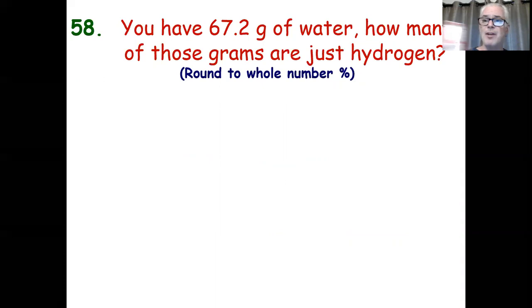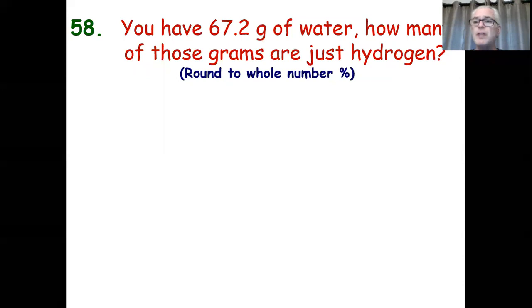67.2 grams of water. I'm going to drink that much right now. It's not that much. 18 grams is a mole. Now, in this question, it says you have 67.2 grams of water. How many grams of just hydrogen? That big sip. I drank water made of hydrogen and oxygen. And it says round to the nearest whole number.